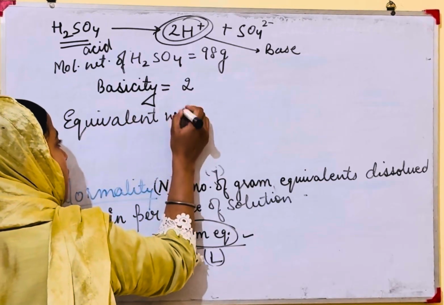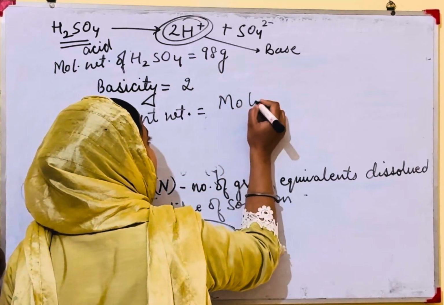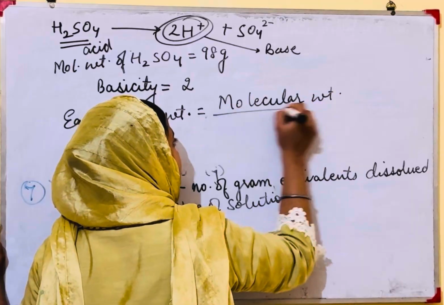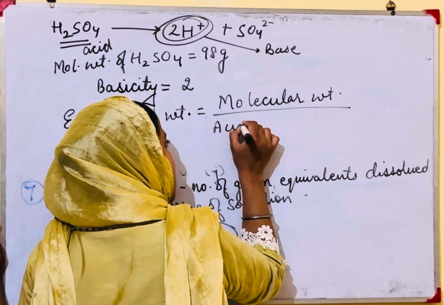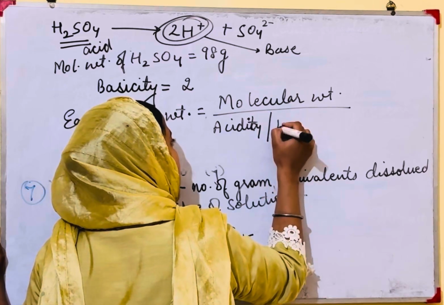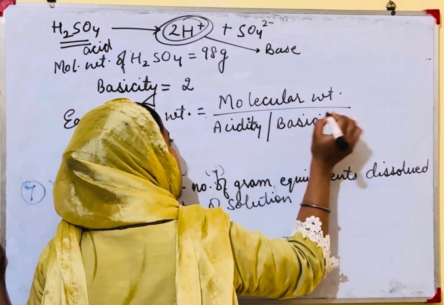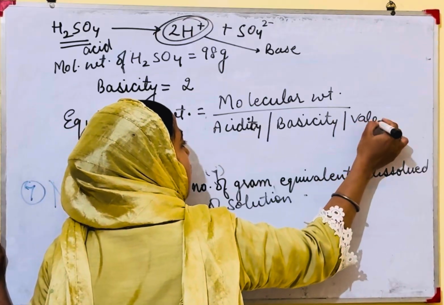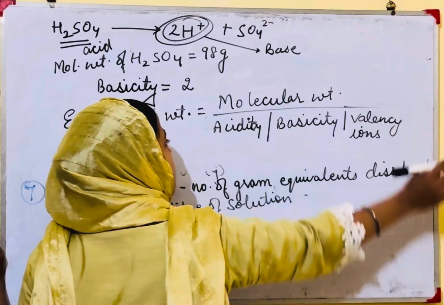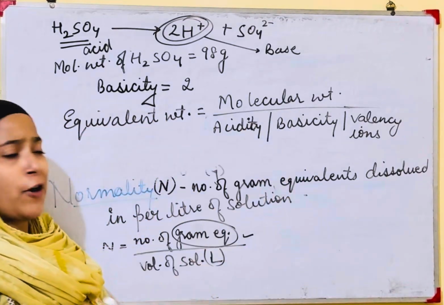Equivalent weight. What is equivalent weight? This is molecular weight divided by acidity in case of bases, or basicity in case of acids, or valency or number of ions in case of salts. So this is the formula to calculate equivalent weight.